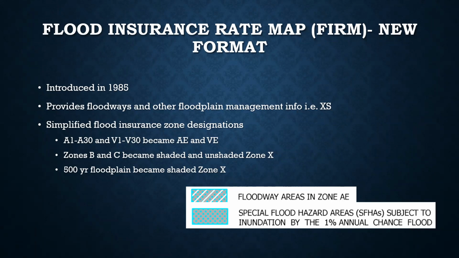And then on the old format ones, you'll see Zone B and Zone C. Respectively, Zone B became a shaded Zone X, and Zone C became an unshaded Zone X, which is your minimal risk areas. And your 500-year floodplain also became a shaded Zone X. So just remember, shaded Zone X can either be a 500-year floodplain or an area protected by a flood control structure, aka a levee, etc.